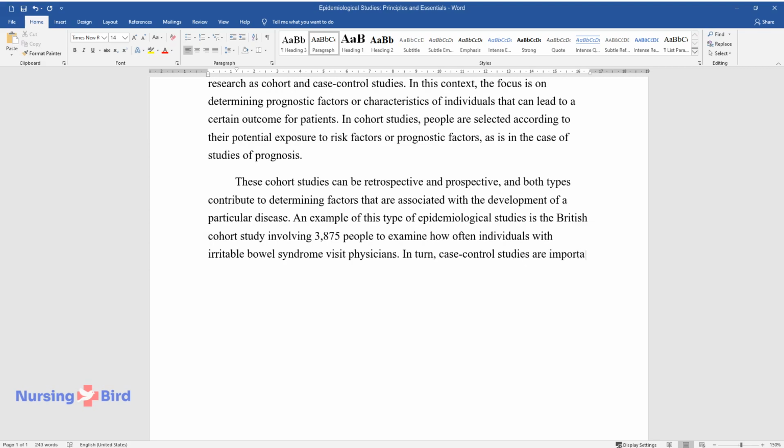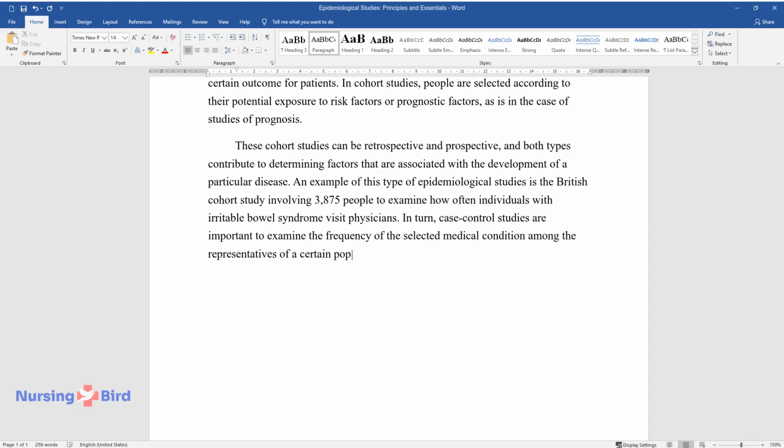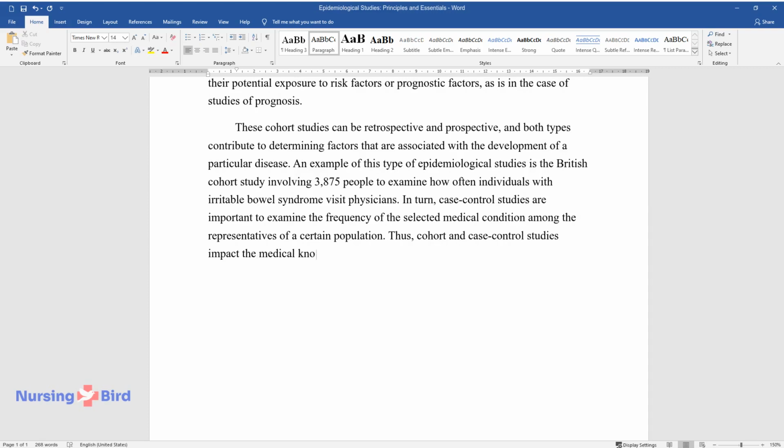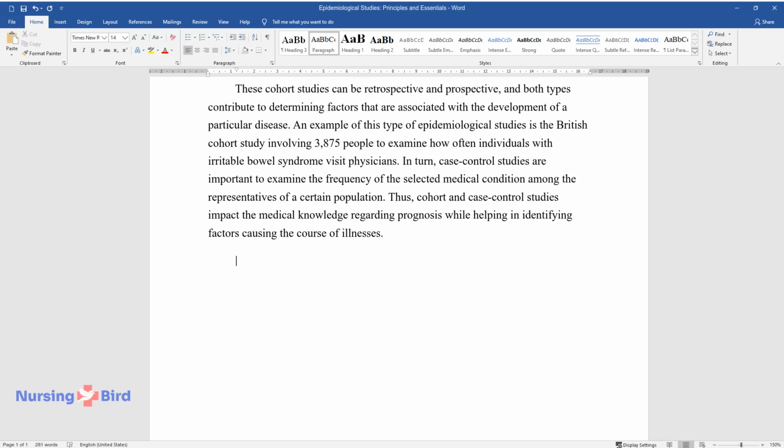In turn, case control studies are important to examine the frequency of the selected medical condition among the representatives of a certain population. Thus, cohort and case control studies impact the medical knowledge regarding prognosis while helping in identifying factors causing the course of illnesses.